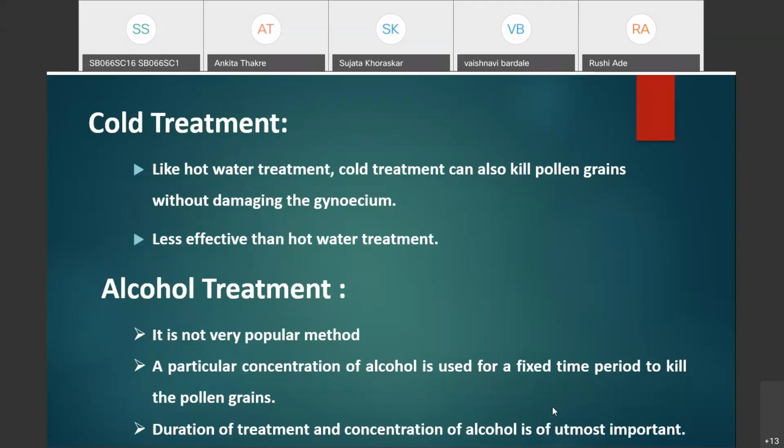Okay, but this cold water treatment is less effective than that of the hot water. Why is it less effective? Because the amount of self fertilization or self pollination is greater in the cold treatment than in the heat treatment.